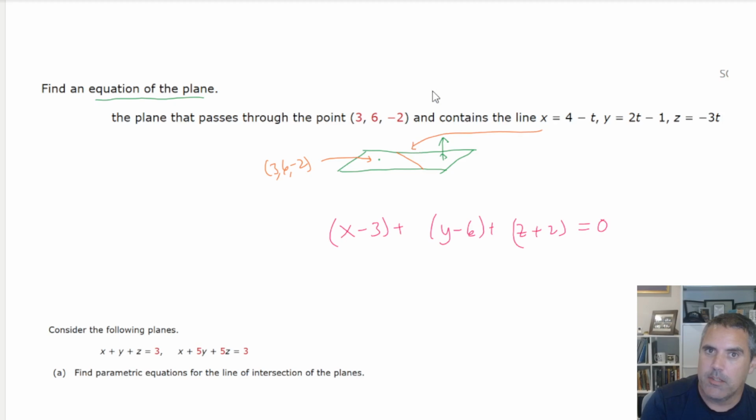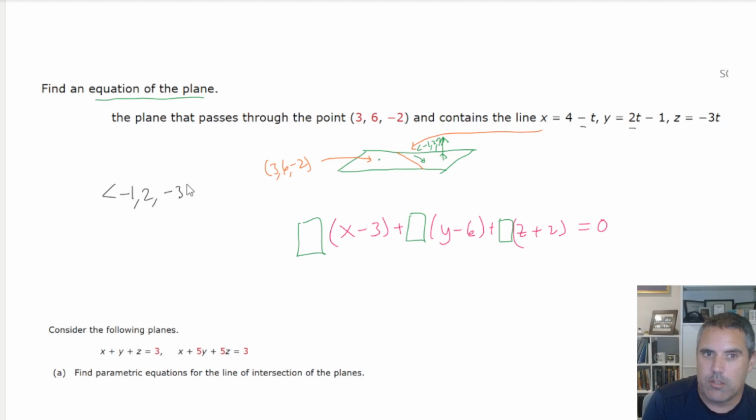What can we say about the line? It points in the direction of <-1, 2, -3>. And now what do we need? So now we're stuck. We need a normal. They didn't give me a normal. So my goal is to find two vectors that are parallel to my plane. Well, I have one. I have this <-1, 2, -3>.